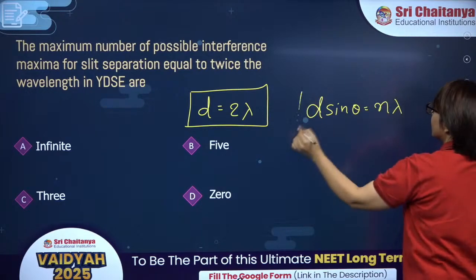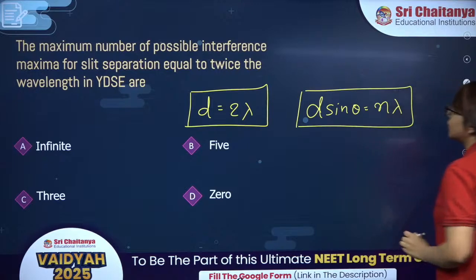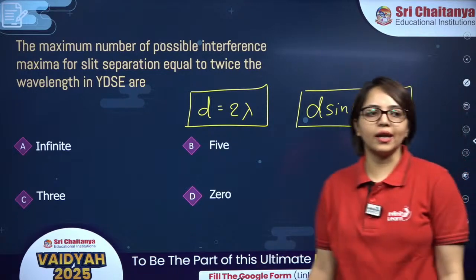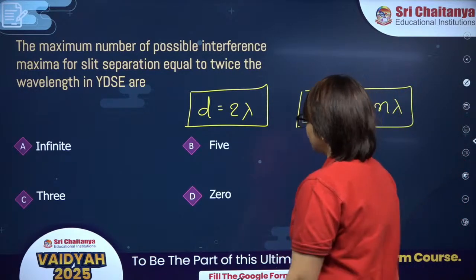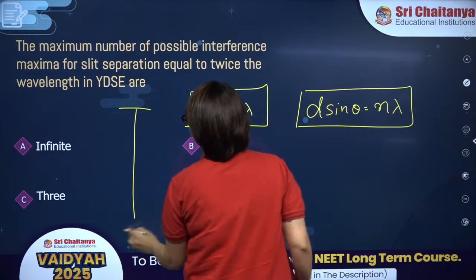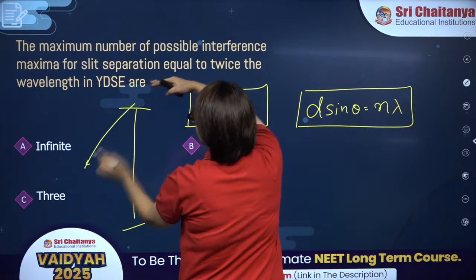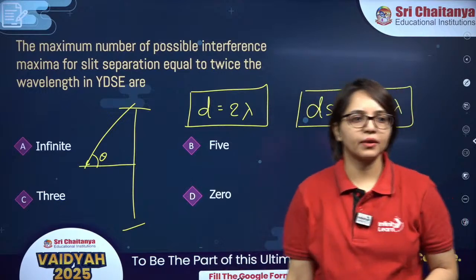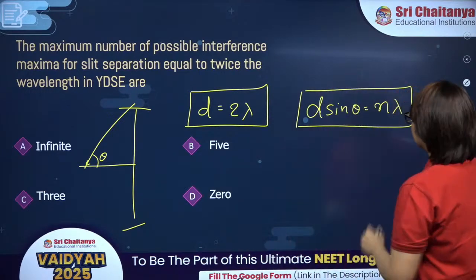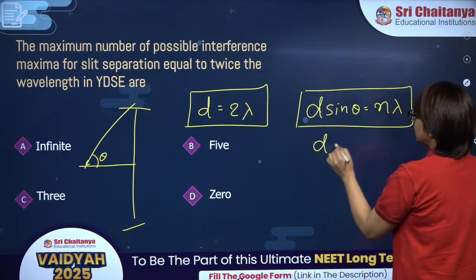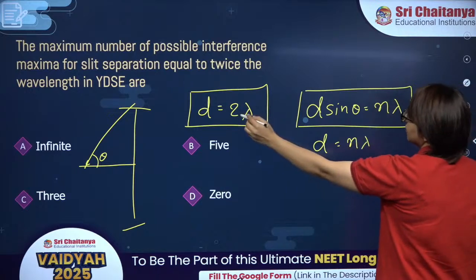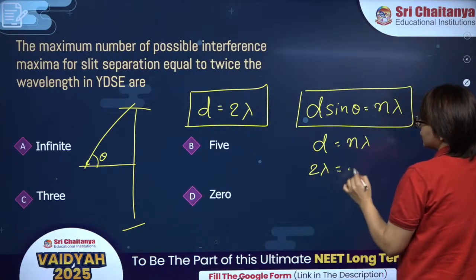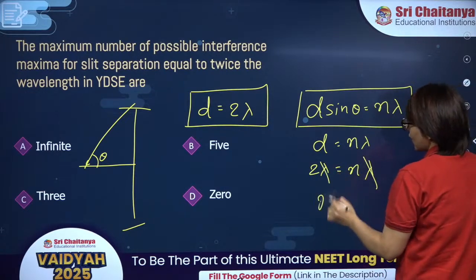For maxima, d sin theta, the path difference, should be equal to n lambda. To get the maxima up to its maximum capacity, theta will be approximately 90 degrees. Over here, sin 90 degrees is 1, so d should be n lambda. But d is equal to 2 lambda, so 2 lambda is equal to n lambda, so n is 2.